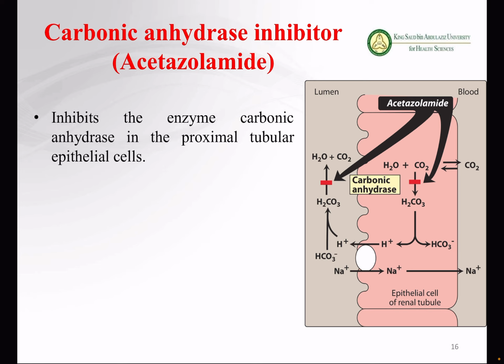If you see this drug, acetazolamide, it basically inhibits the enzyme called carbonic anhydrase in the proximal tubular epithelial cells of the kidney. Now how will this drug work? If you look at the screen, here we have a lumen, then the epithelial cell of the renal tubule, which is the pink, and then this is the blood part. So acetazolamide basically stops the breakdown of carbonic acid, H2CO3.